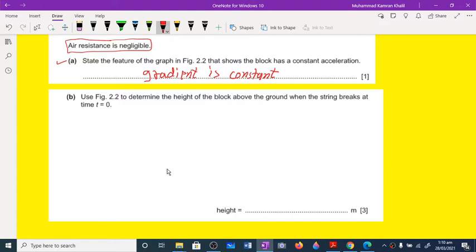Majority of the students were not able to find the answer correctly. Now what was the situation? The block was initially on the ground at this point. Now when it has traveled a distance, let's suppose at point A, the rope breaks, and then at that point it will stop and then start moving in downward direction. So this is the point B, this is point C. Now what is required? How much height it will cover during this portion, from O up to A.